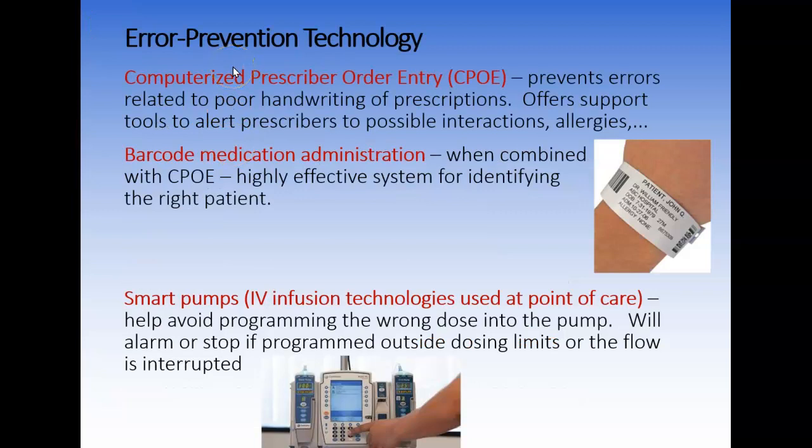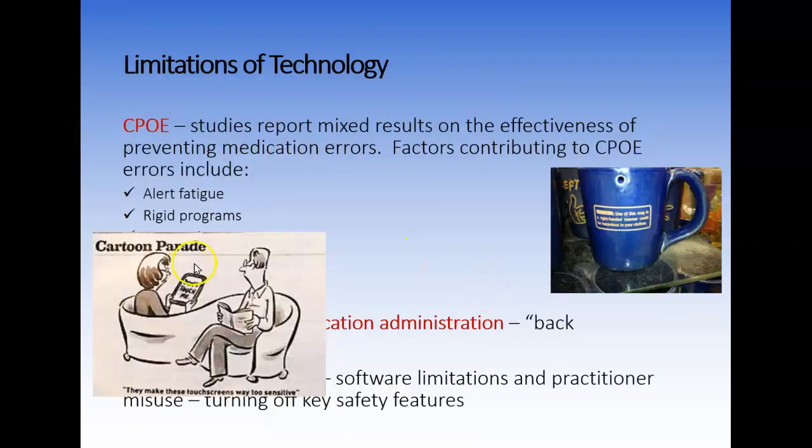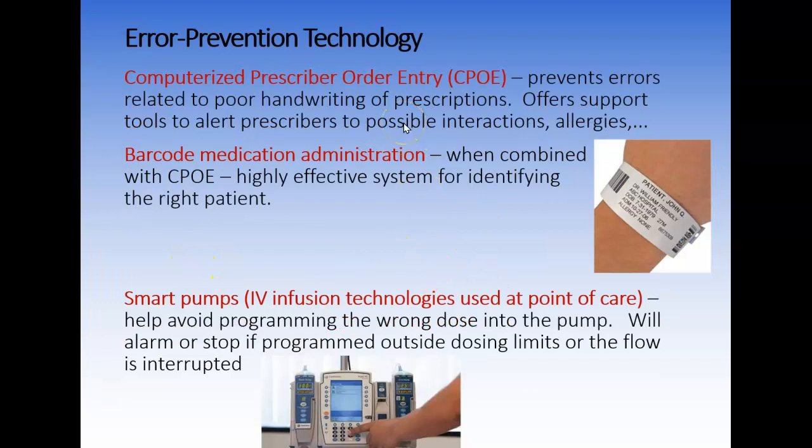Okay, error preventing technology. So there's different things. We talked earlier about human factors of error. There's different things that we do to prevent errors from happening, because we know that humans are going to make an error at some point. So what we do is we do computerized prescriber order entry. So these are things that we don't handwrite prescriptions anymore.